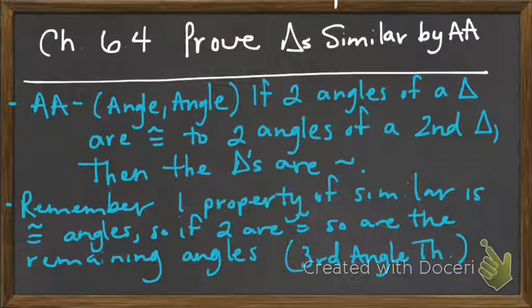If you remember AA, again, very similar to those things that we learned earlier, the ASA, the AAS, SAS, SSS, all that stuff. Except this time we're just talking about AA, and we're not proving triangles to be congruent. Instead, we're proving triangles to be similar by AA.